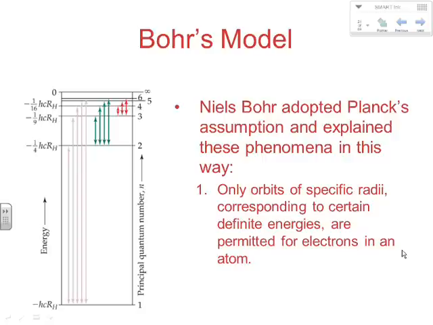So Niels Bohr adopted Planck's assumption and basically explained what was happening with the bright line spectrum and with electrons inside atoms by looking at these fundamental assumptions. He said only orbits of specific radii, so we're talking about a specific distance from the nucleus, and corresponding energies. So basically he said energy and electrons inside atoms existed at specific distances and specific energies. In other words, they were quantized. Electrons didn't exist at any energies, they only existed at certain specific energies. So there are only some very specific energy amounts that these electrons can be permitted to exist at inside an atom.